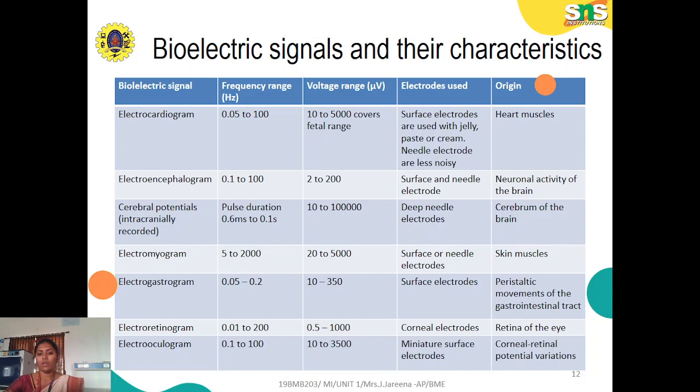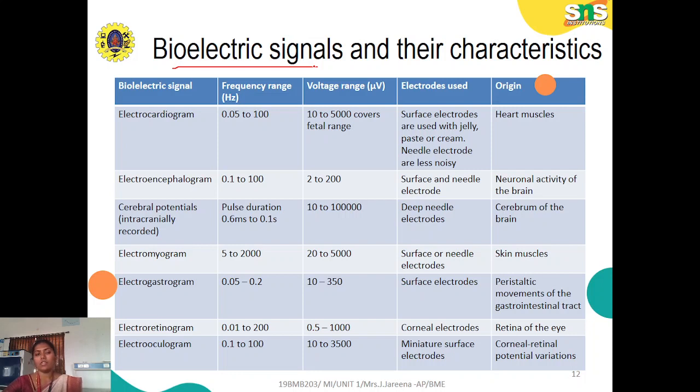Okay, hi all. In the last class, we discussed the source of biomedical signals and different types of biomedical signals with examples. Now we will focus especially on bioelectrical signals. We have plenty of biomedical signals like bioelectric, bioacoustic, bioimpedance, biochemical, biomechanical, and so on. Today we are going to discuss only the biological signals and their characteristics.